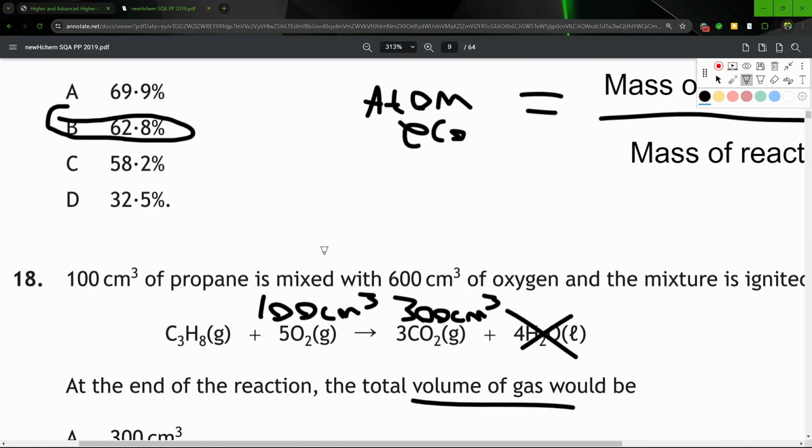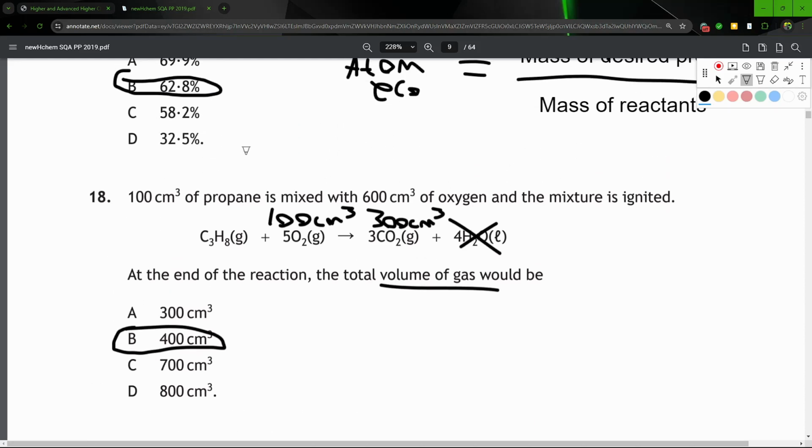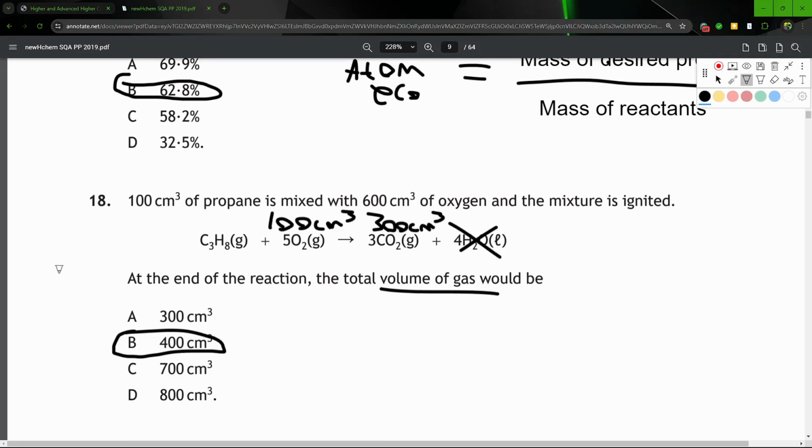So that's what we get. We get 300 cubic centimeters of carbon dioxide and 100 cubic centimeters of leftover oxygen, which means, you're never going to believe this, 100 plus 300 is 400. And that's what you put for your answer. So yeah, a lot of these, make sure to check if there's going to be any leftover gases or not.